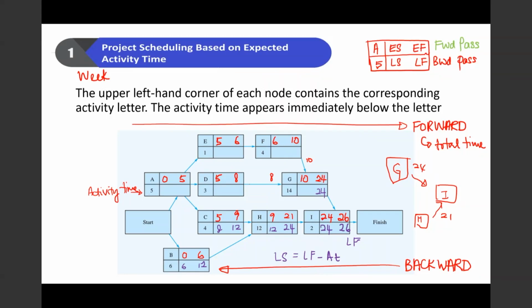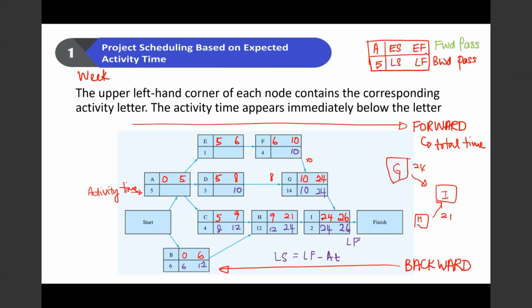Okay, let's look at activity G now. Activity G, latest finish is 24 weeks. It requires 14 weeks. So the late start is 24 minus 14, so this is 10. That means the latest time it has to start is week 10. So the precedent activities also have to finish latest by week 10 so that activity G can proceed. So here is 10, here is 10.